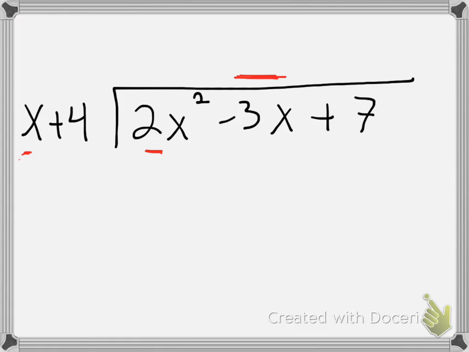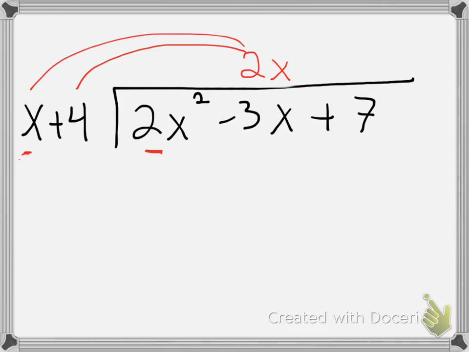What is it I can multiply x by to get 2x squared? That's what the question is, and it is going to have to be 2x. And again, you're just double checking. You're wanting this first term to eliminate. When you take that 2x, that's what you think it is, you're going to multiply it to each term of the divisor.